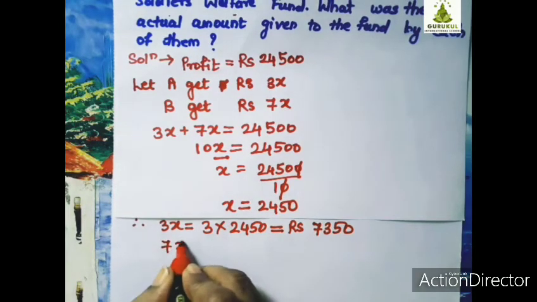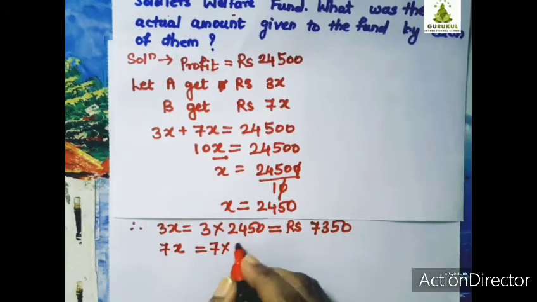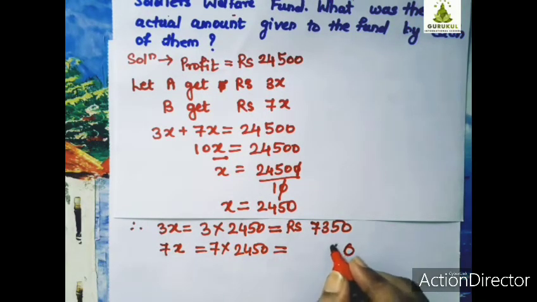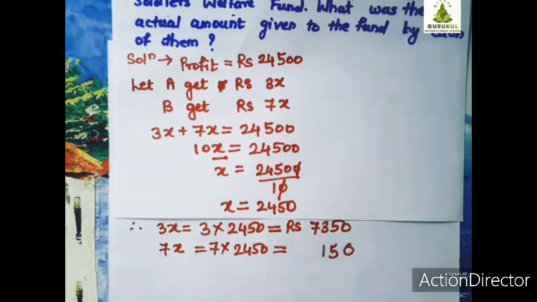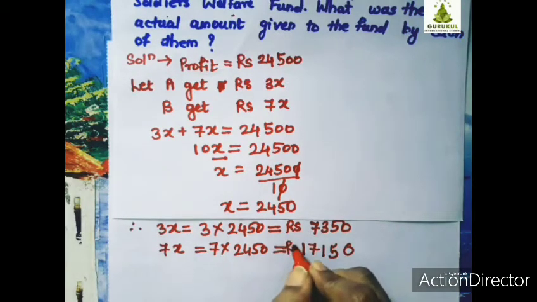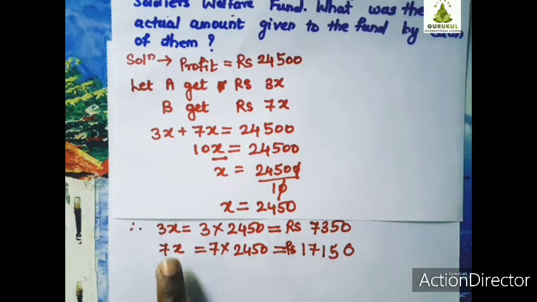Same here, 7x is equal to 7 multiplied by 2450. 7 zeros are 0, 7 5s are 35. Carry 3, 7 4s are 28 plus 3 will be 31, and 7 2s are 14 plus 3, that is 17. So what we get? Rupees 7350 and rupees 17,150. Correct. Now this was the share of A and this was the share of B.